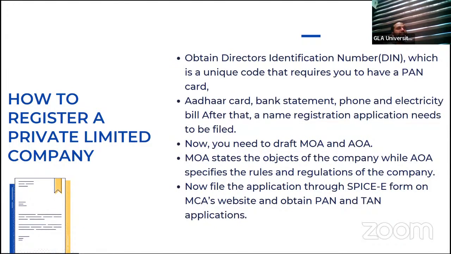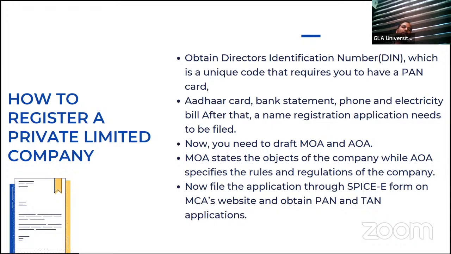Most of the CAs have a ready-made format of MOA and AOA for different types of businesses, right? They just ask you what type of business you want to register or which sector you are in. They open that folder, copy paste the whole MOA, replace the names of directors and company name, and file it, right? But it is always good to review that MOA and AOA, whoever your CA or agency is, before they file it on your behalf. You should also go through it.